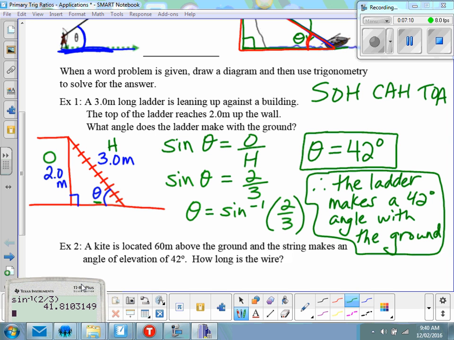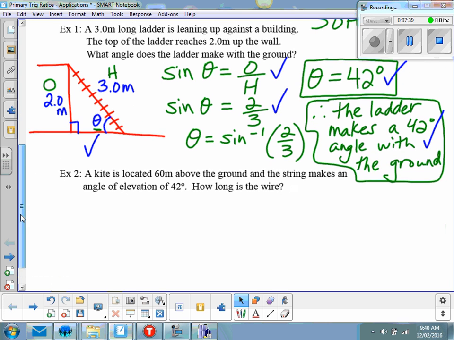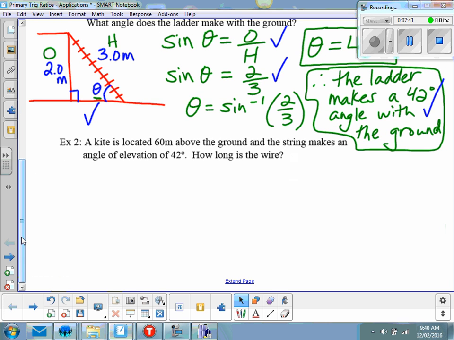Okay, so notice everything that my solution includes there. I have a diagram. I have my formula. I've substituted properly into the formula. I've solved the equation. And I've written my final statement. So there's a 5-mark question, and those are the 5 things that you want to include in your solution to get full marks. All right, let's try the next one here.